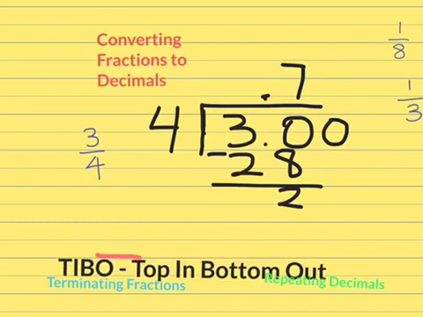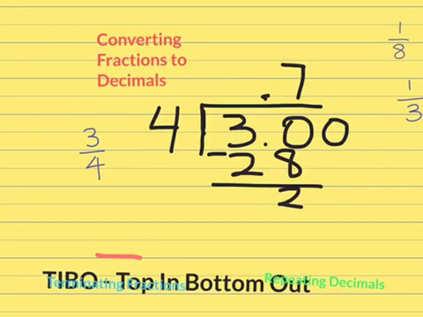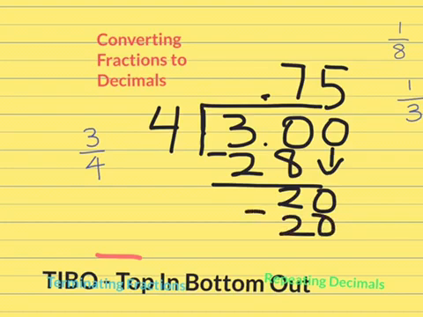Let me bring this out of the way for a minute. And then we are going to bring down another 0. So now, 4, how many times does 4 go into 20? Well, 4 goes into 20 5 times, so I'm going to put that right above the 0 in the 20. So it goes in 5 times. Now I do 5 times 4, and that is exactly 20. So 20 minus 20 is 0. And when our remainder is 0, we can stop.